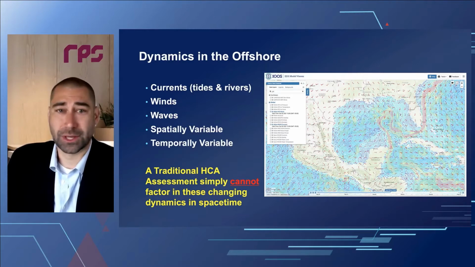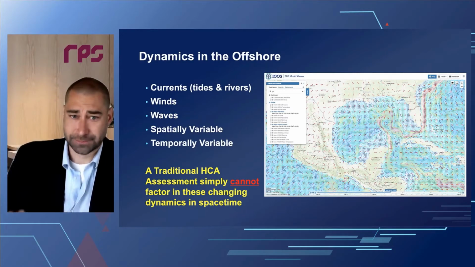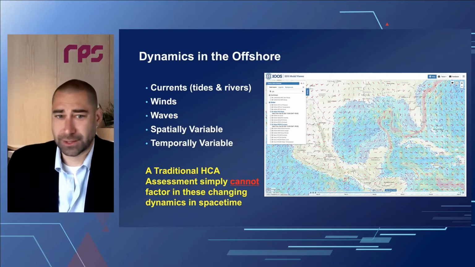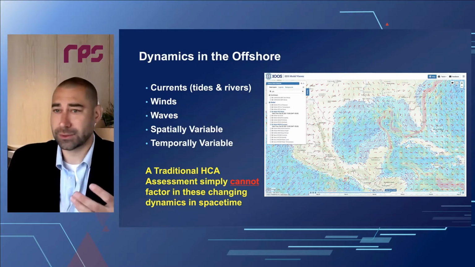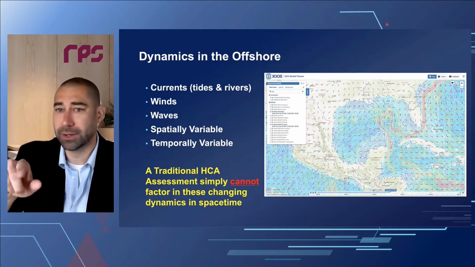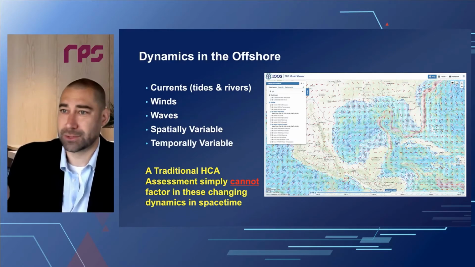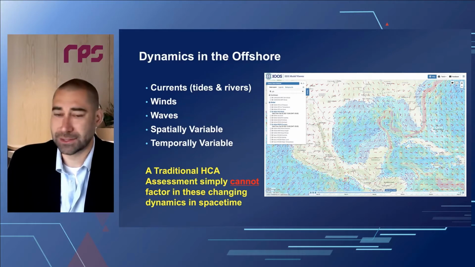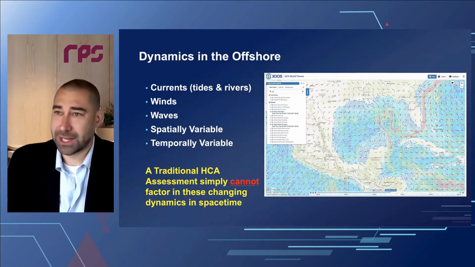Here, what I'm doing is just looking at some of our IUCE EDS model viewer data of the NOAA RTOFS currents and NOAA GFS winds on top of one another. And if you were an oil particle sitting on the surface of the water, you could imagine that depending on where you were in the Gulf of Mexico, you're going to be feeling a lot of different pressures to move in different directions based on these driving forces of winds and currents. And a traditional HCA assessment simply cannot factor these changing dynamics in.